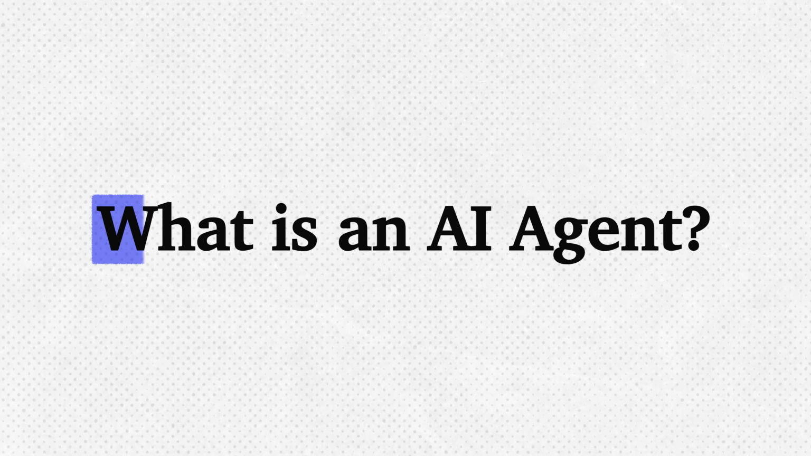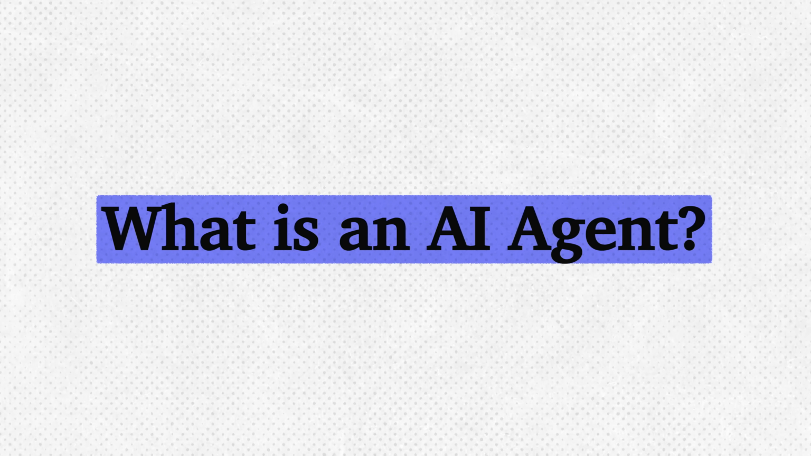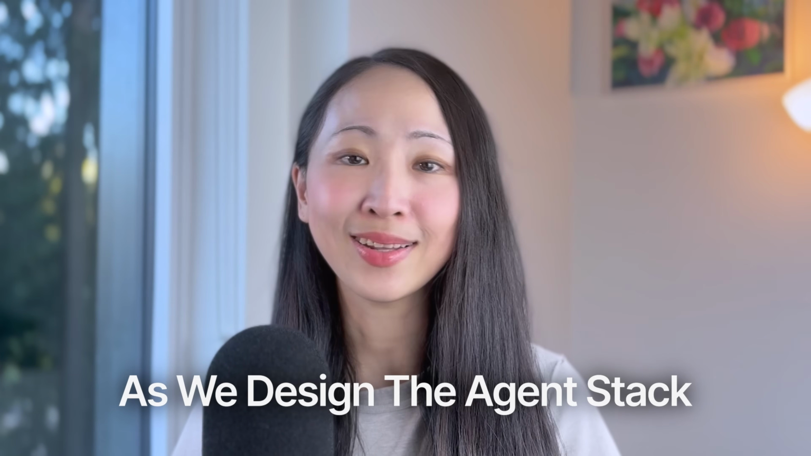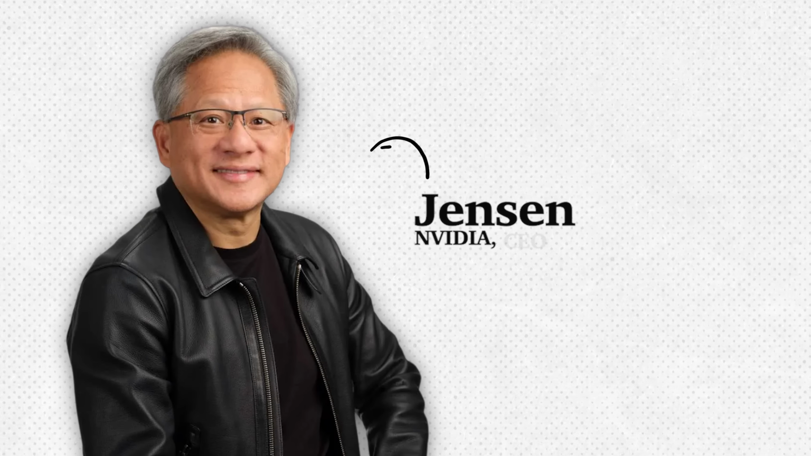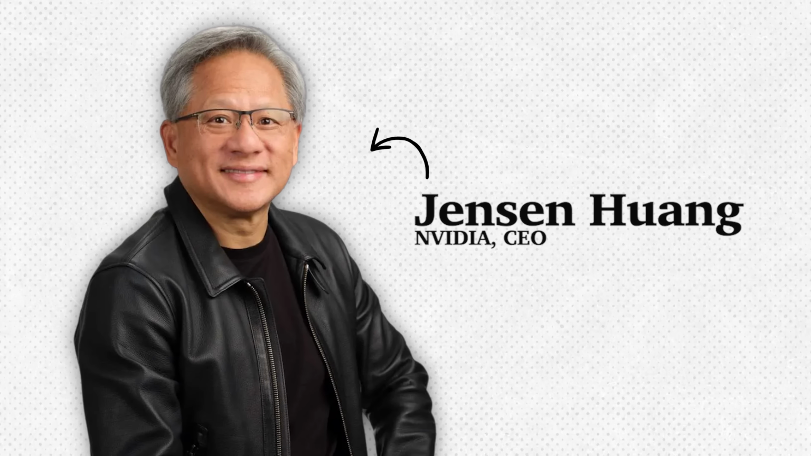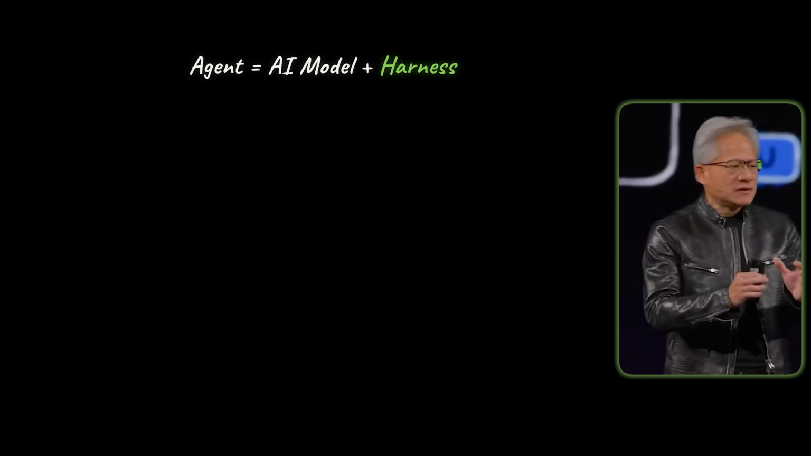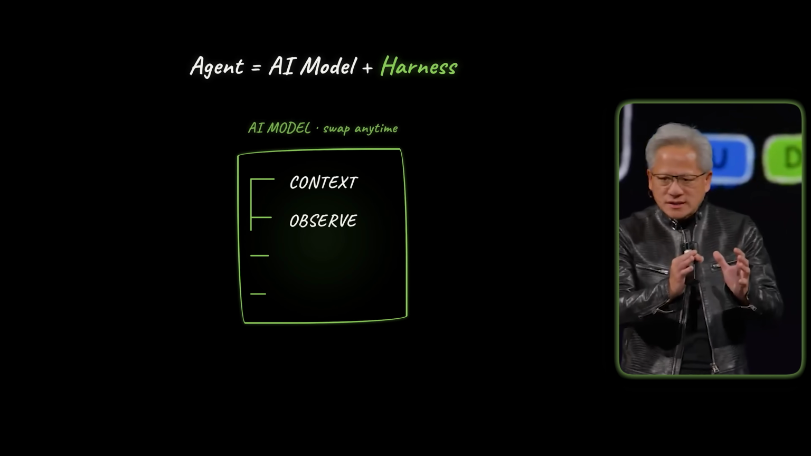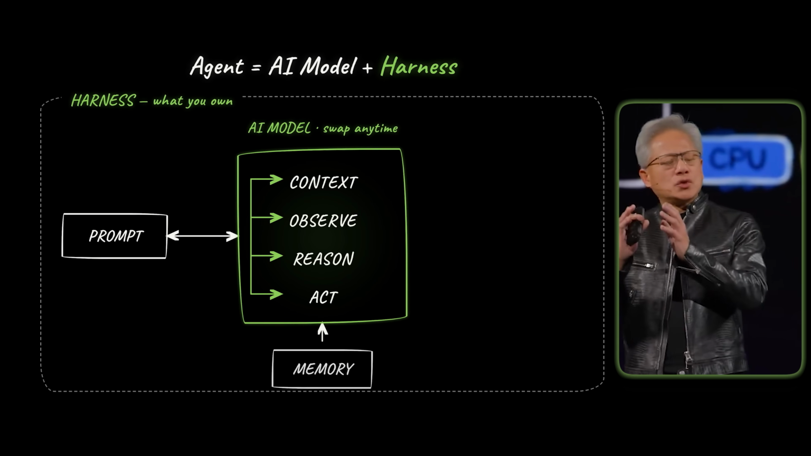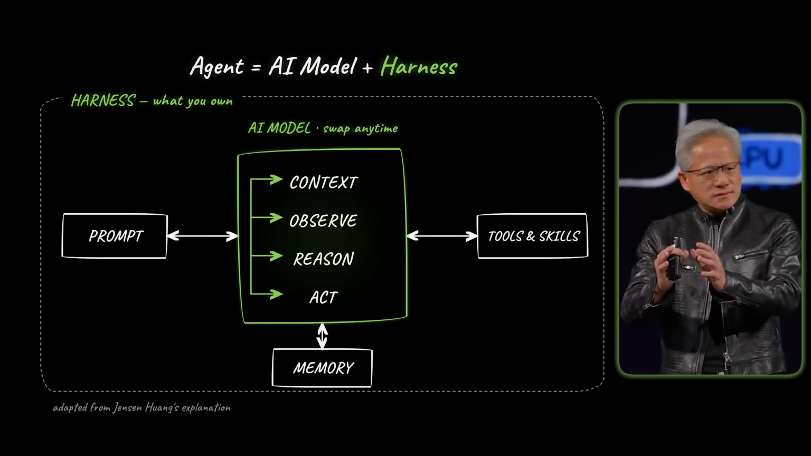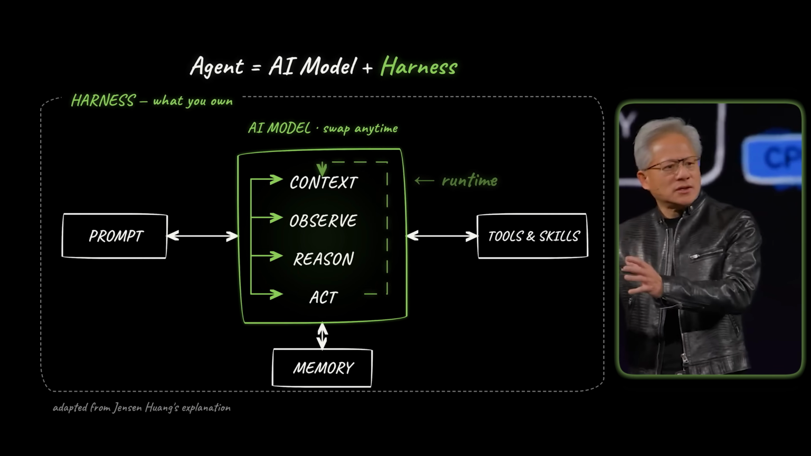So first things first, what is an AI agent really? Because understanding this concept right is really important as we design the agent stack. And here is NVIDIA CEO Jensen Huang describing it. The agent consists of model, harness, tools and skills, and a runtime.